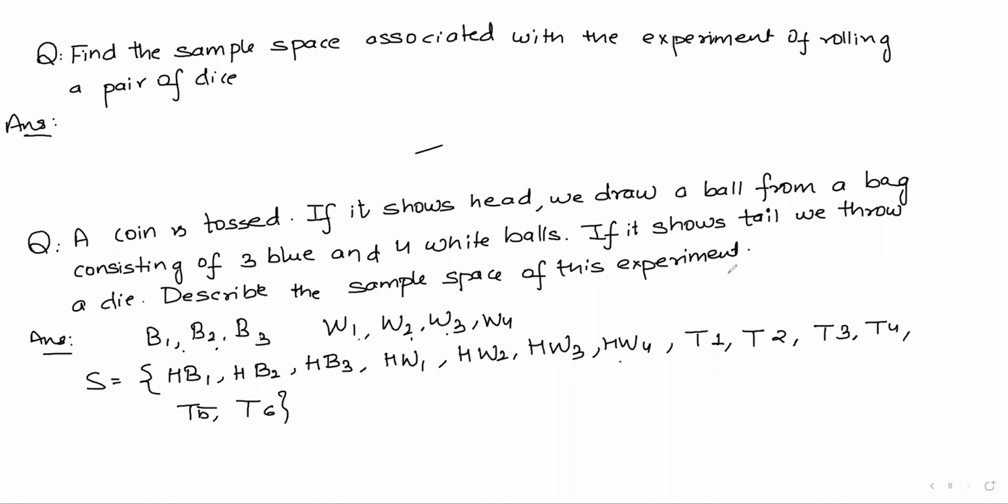Now what is the next step? If it shows a tail, suppose you get a tail, then what will you do? You will throw a die. So you get a tail, you throw a die, and you get a 1. You get a tail, you throw a die, and you get a 2, then 3, then 4, then 5, and then 6. So these are the possible outcomes. This clear? Thank you, sir.